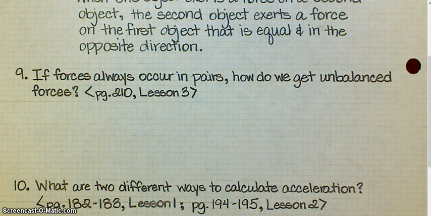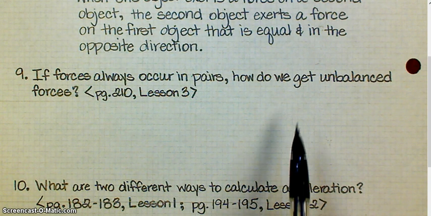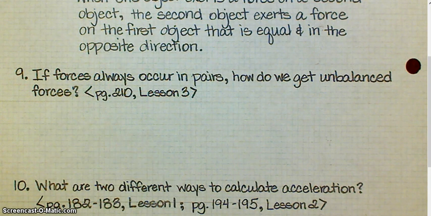Ball is pulled down by the earth. Well, the earth is pulled up by the ball, believe it or not. Now, the earth is so massive that it basically goes nowhere. But that's how you state force pairs. Anyway, the big thing is, how do we get unbalanced forces? It's because those equal and opposite forces do not act on the same objects.